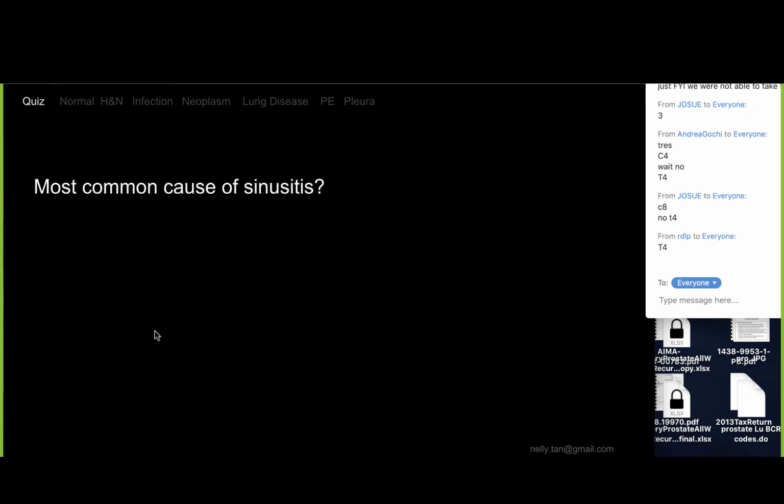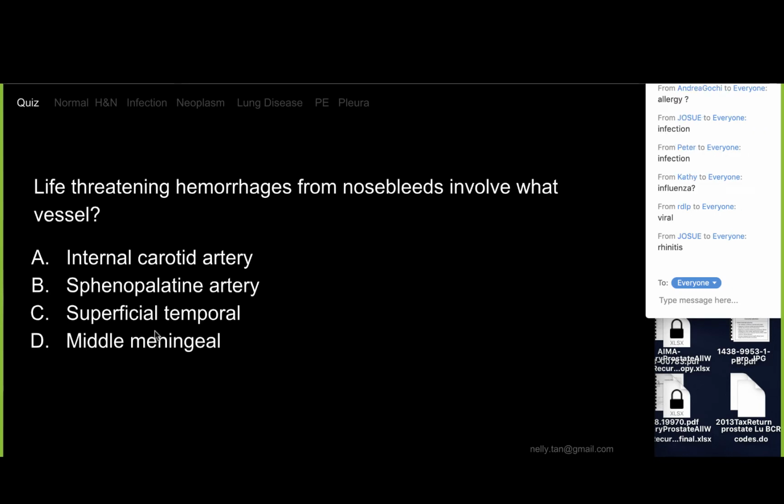What is the most common cause of sinusitis? This is an open-ended question. Allergy, okay, that's a good guess. Any other thoughts? Infection, okay. What kind of infection? Viral, okay, good.